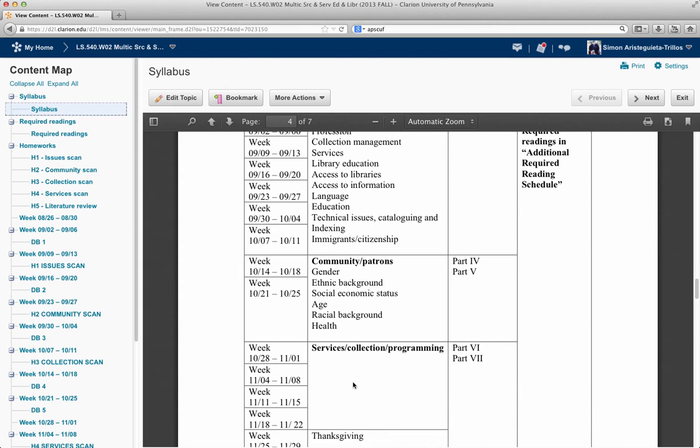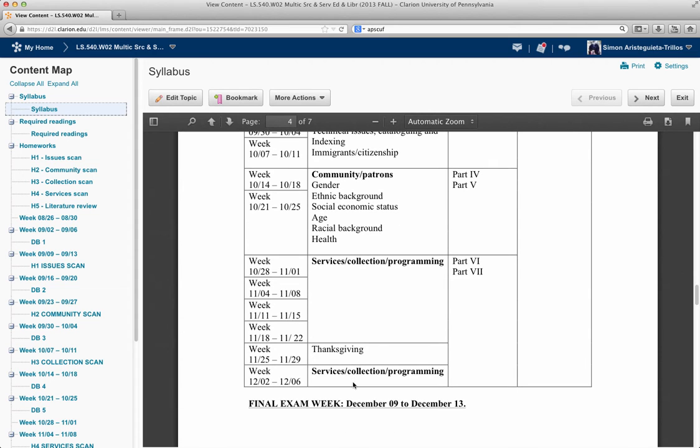Let's see diversity in a broader sense. So that will be the second component. And first, I think not less or more important, but a big component, and that's why we're going to spend a few more weeks, is services and collection and programming at public and academic libraries. So that's how I see this class.